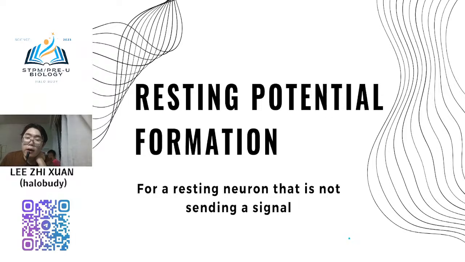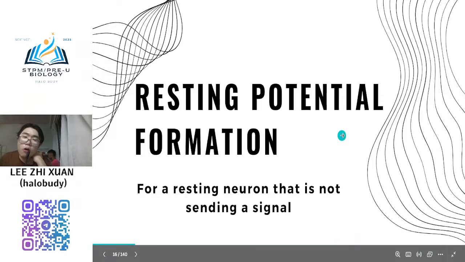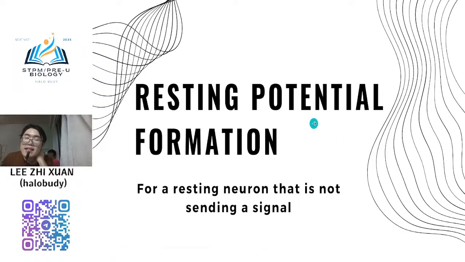Okay, now I will proceed to the formation of resting potential. So what does it mean? It means that the neuron is in a resting state and is not sending any electrical signal within the neuron. No electrical impulse will be passed through.